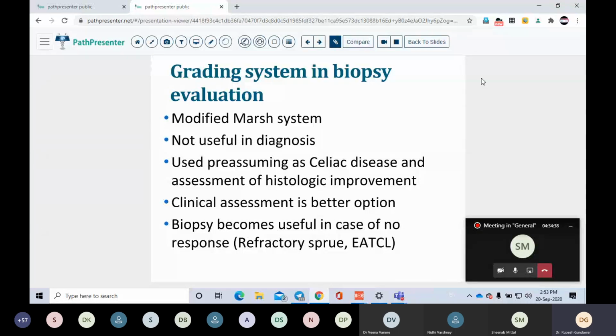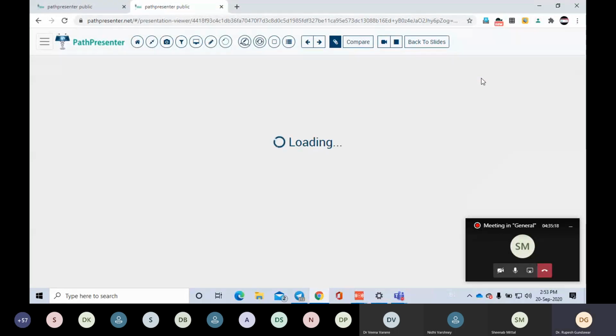Otherwise, I don't mention it as a routine practice in malabsorption, because that is useful in clinical assessment and not the diagnosis. The only importance in such cases is if the patient is on a gluten-free diet but is not showing improvement or better symptoms, then the biopsy becomes useful to see whether it is a case of refractory sprue or a case of lymphoma, that is enteropathy associated T-cell lymphoma. Otherwise, if a patient is definitely showing the symptoms of celiac disease, that is gluten sensitivity, the biopsy doesn't hold much importance, at least for diagnosis, I'm saying.